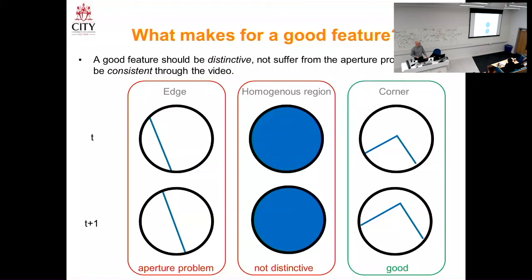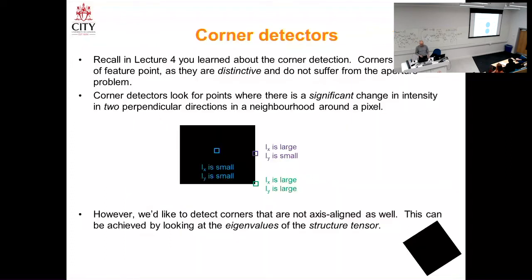Corners are good, okay, because corners are distinctive. They don't suffer from the aperture problem, and they can be consistent through the video as long as you have similar conditions on each frame. So the point of this slide is corners are good for tracking.